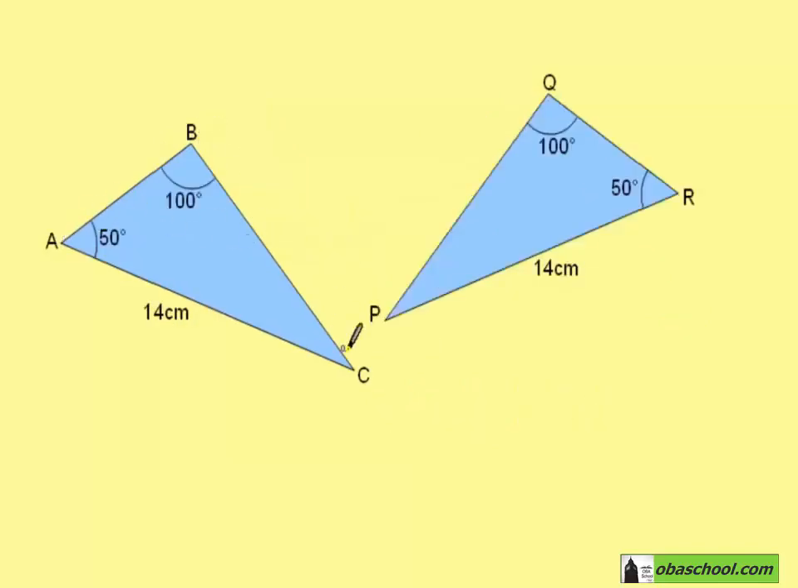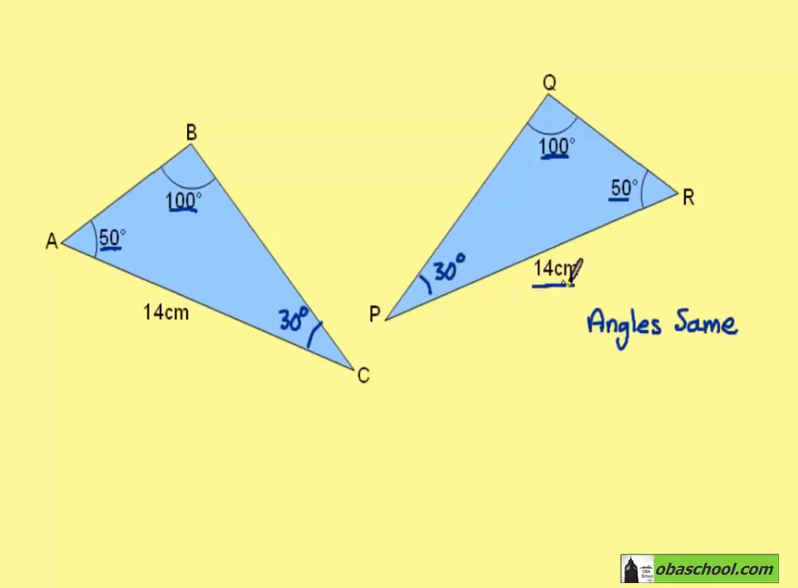Now consider these two triangles. We can see that in each triangle we have a 100-degree angle and a 50-degree angle. We know the angle sum for a triangle is 180, so the remaining angle must be 30 degrees. So the angles are the same in both triangles. This means the two triangles are the same shape.